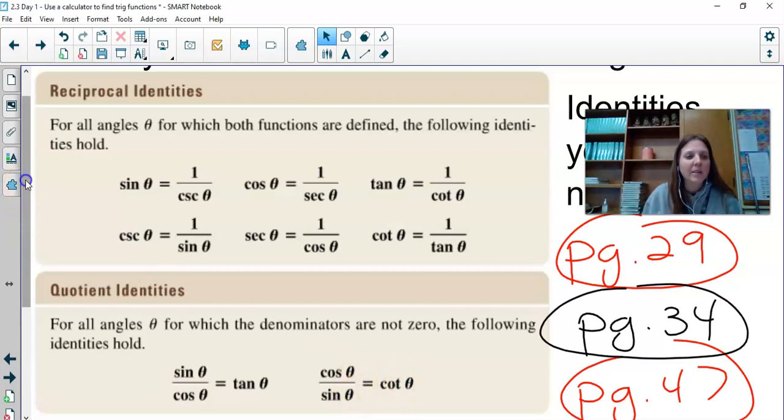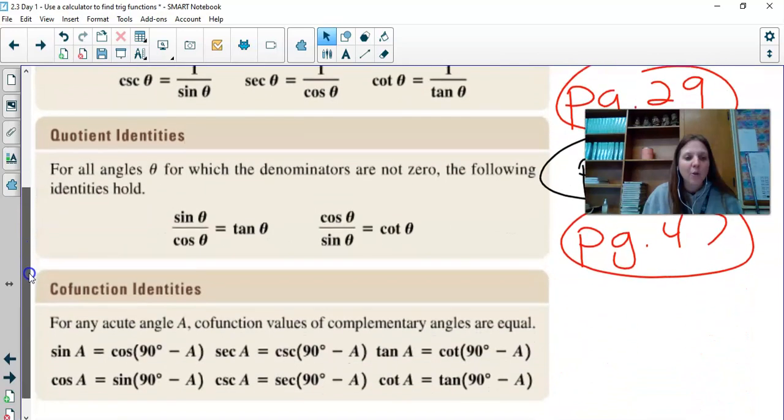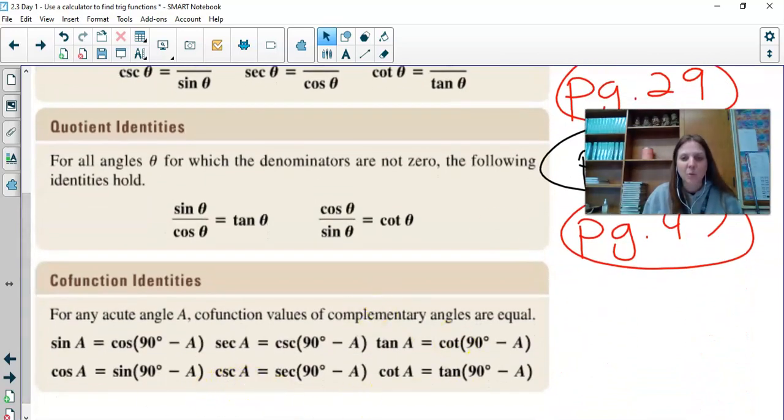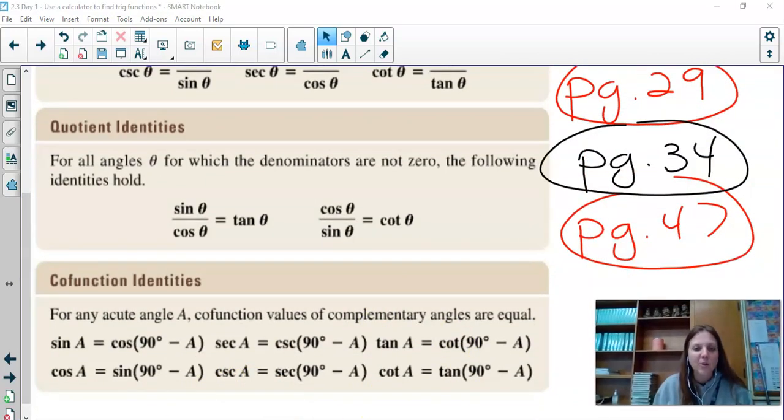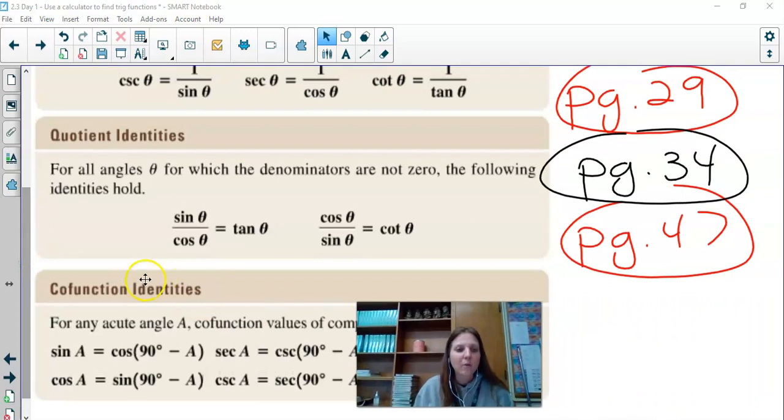Cosine divided by sine is cotangent. The other identities that you'll be working with today are the cofunctions, and we have used those before. Those are on page 47. So these are the important page numbers. I recommend writing down page 29, 34, and 47 along with the title for today.